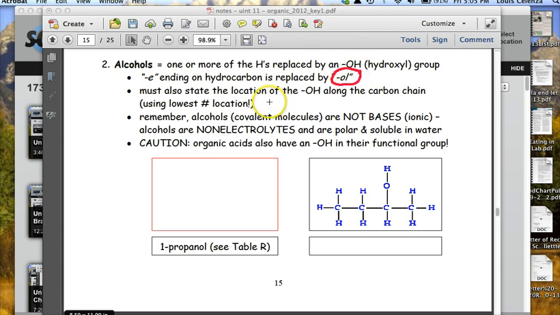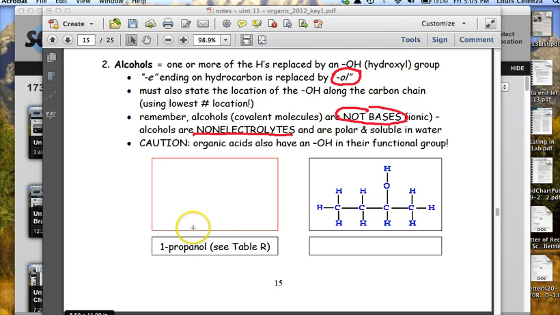And when you're naming an alcohol, just like when you named a halide, you have to indicate where the functional group is along the carbon chain. In other words, what carbon is the OH or are the OHs attached to if there's more than one. Couple of things to remember: alcohols are not bases, so they are non-electrolytes. What you have to be careful of is that sometimes these are confused with organic acids because organic acids also have an OH, but remember, if you look back at Table R, organic acids also have another oxygen.